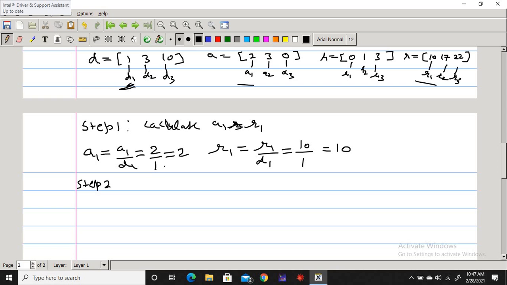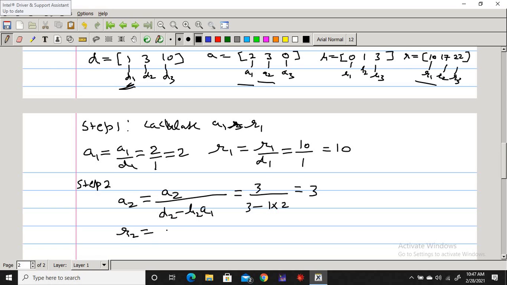In step 2, we will calculate A2. So A2 is going to be A2 upon D2 minus B2 A1, and A2 we have to see from the question. So A2 is equal to 3, and similarly we can see D2 is also 3 minus B2, which is given 1, into A1, which is 2, right? And this is coming out to be 3.